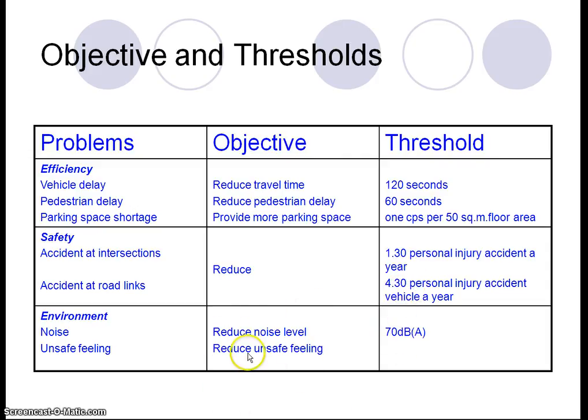In some area, the noise level is different from the other area. Especially, you can see the high income group people, usually they are very sensitive to noise compared to the low density area. So in this case, we can say the noise must be less than 70 decibel.